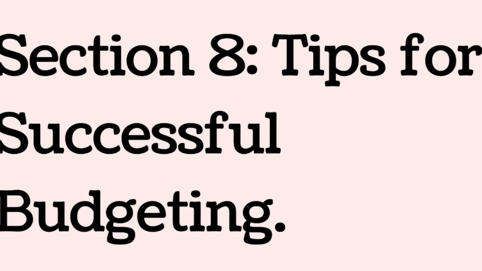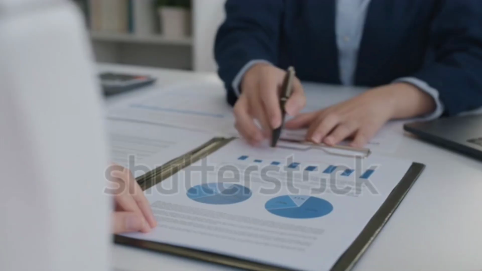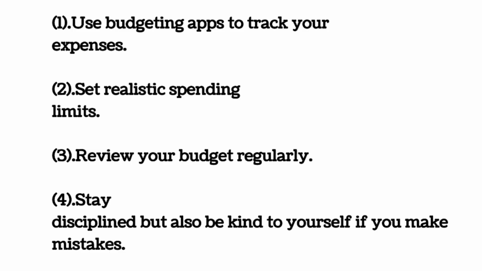Section 8, tips for successful budgeting. Here are some tips to help you succeed. Use budgeting apps to track your expenses. Set realistic spending limits. Review your budget regularly. Stay disciplined, but also be kind to yourself if you make mistakes.